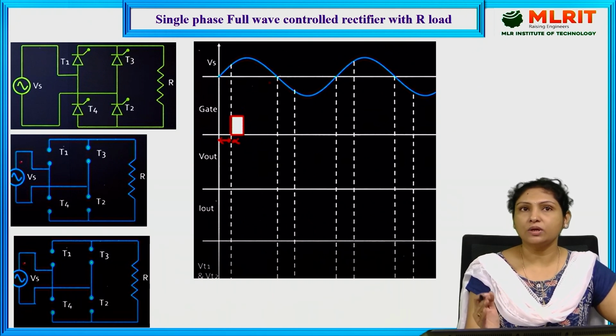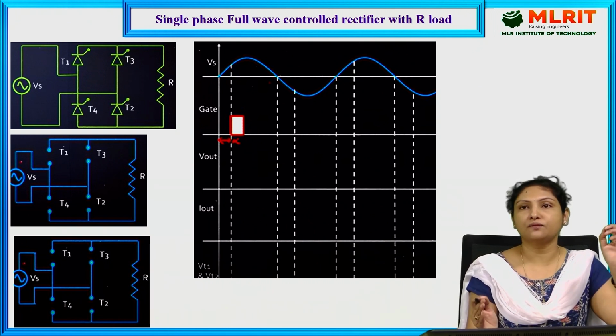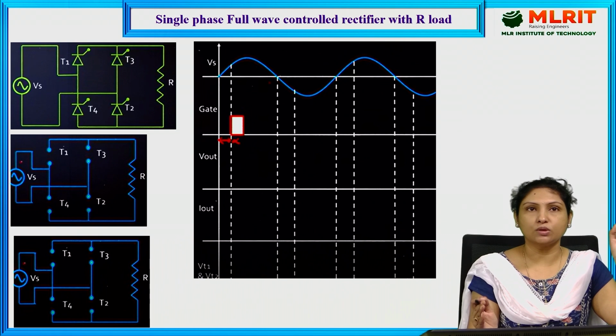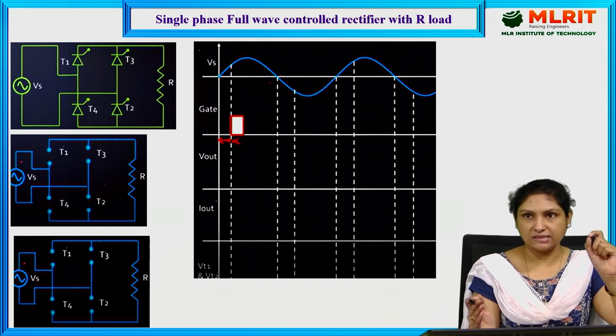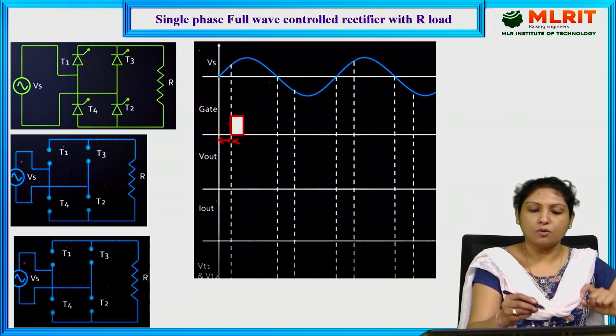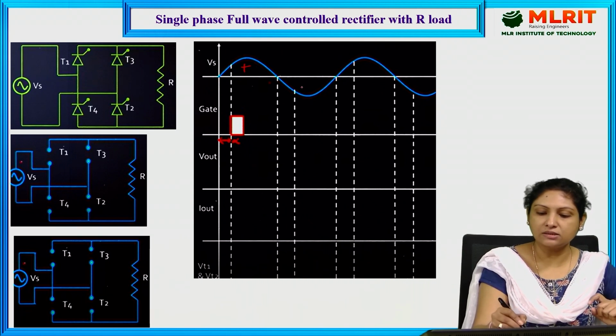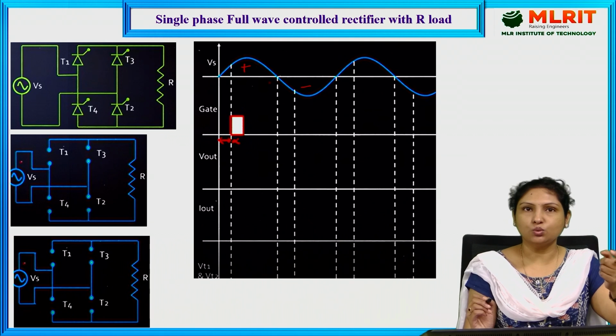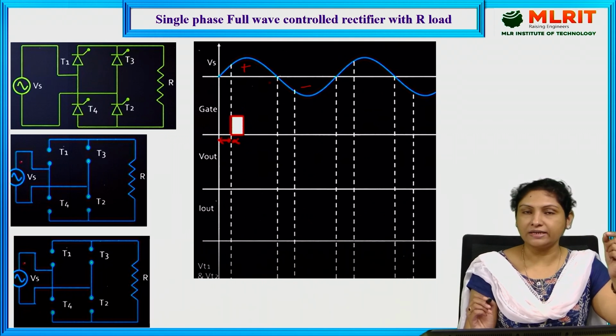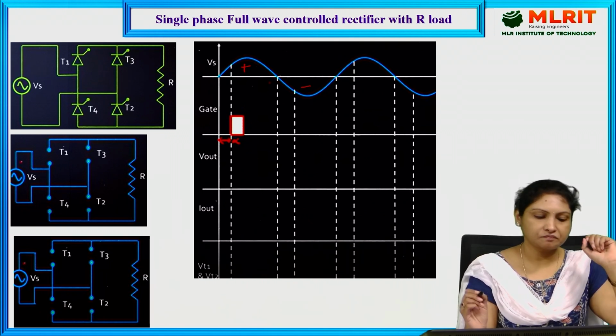And as we all know, the purpose of a rectifier is that it basically converts AC to DC. That means input is AC, which has got both positive half cycle as well as negative half cycle. And it converts AC to DC, that is alternating to direct current.